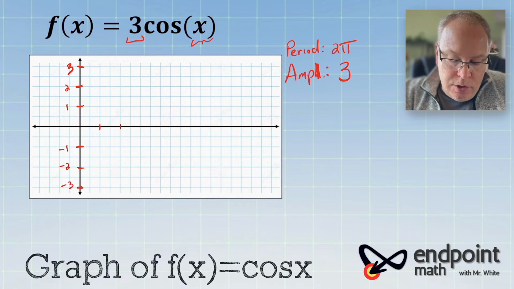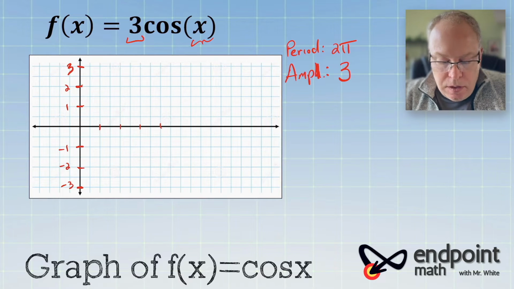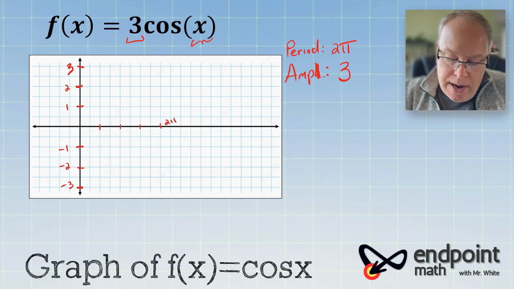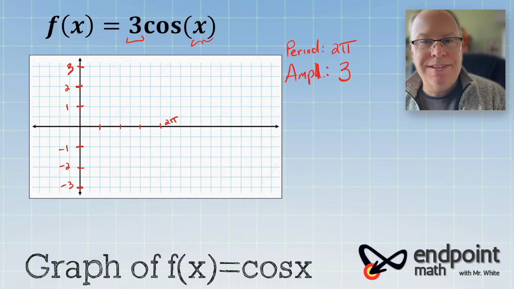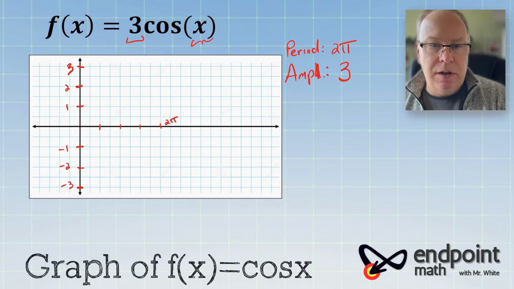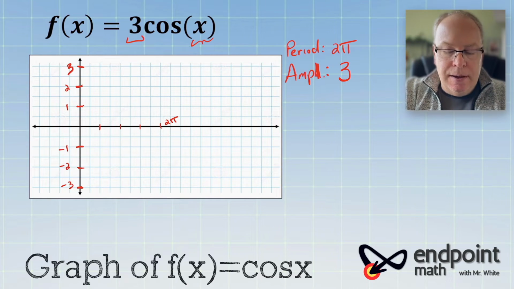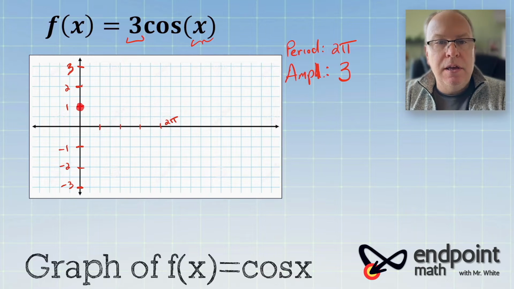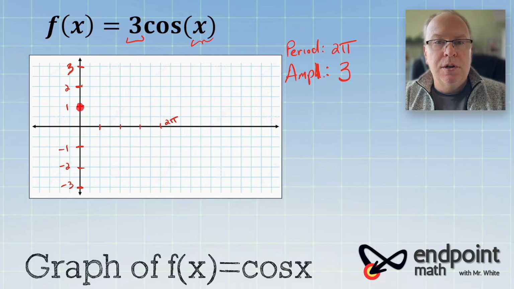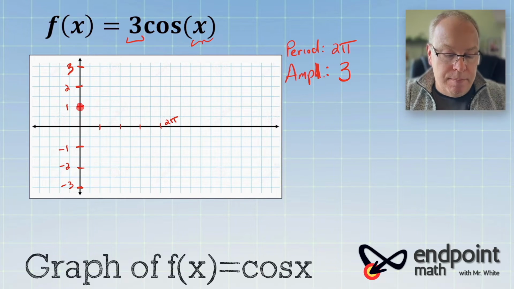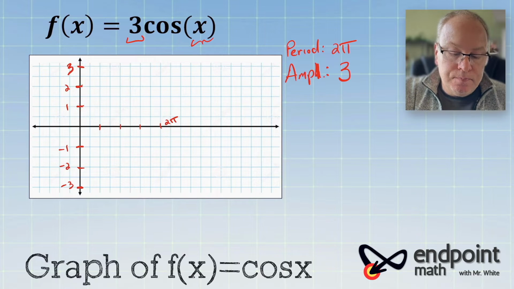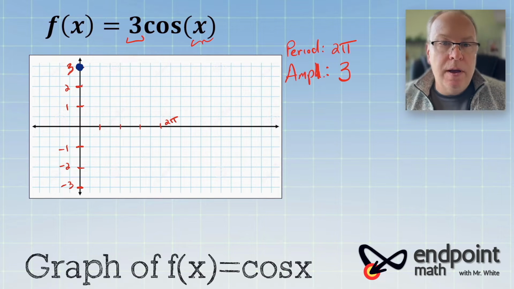I'm going to go 1, 2, 3, 4. And this will be my 2 pi, just like it was in the very first example, that plain vanilla. But this time, instead of starting here, we are stretching all the way up to 3. All the way up to 3. I'm going to put a nice big dot there for you.